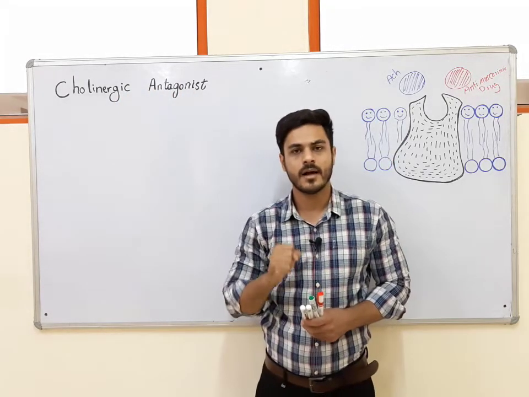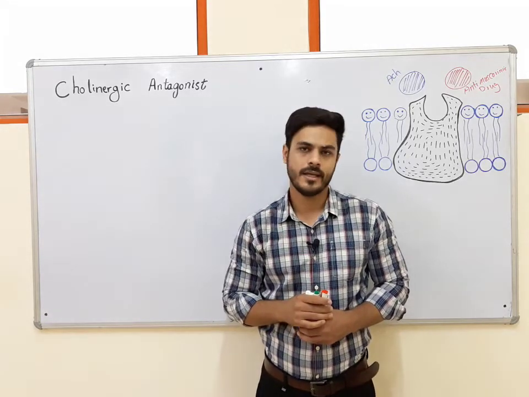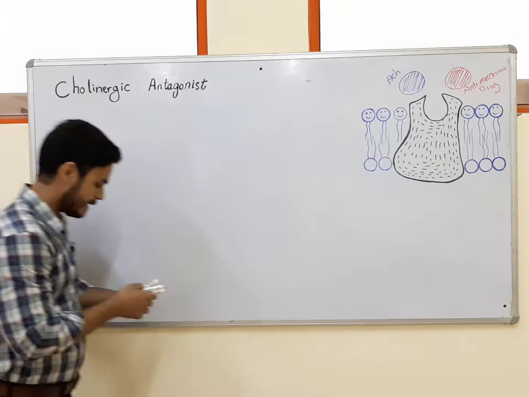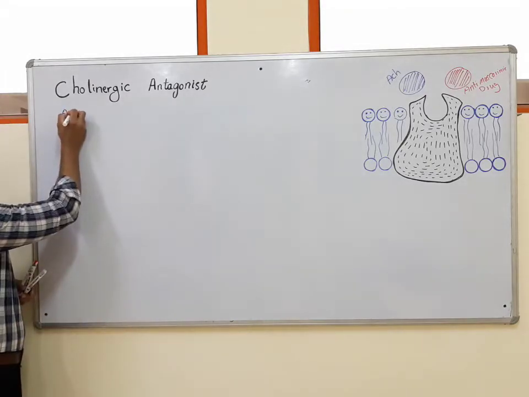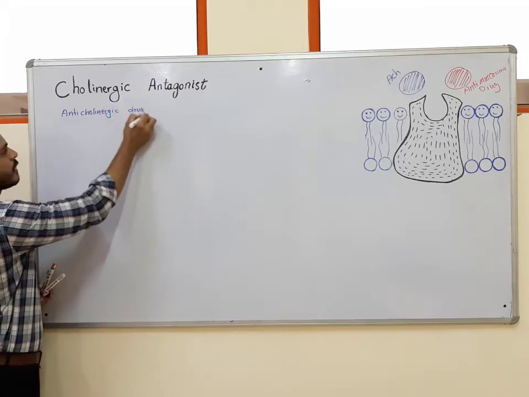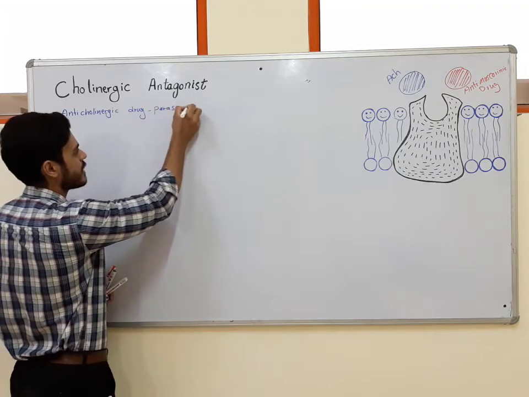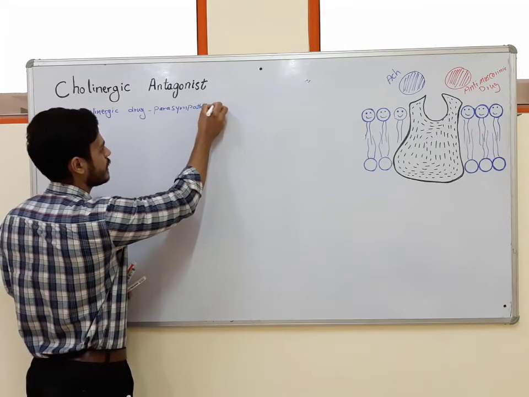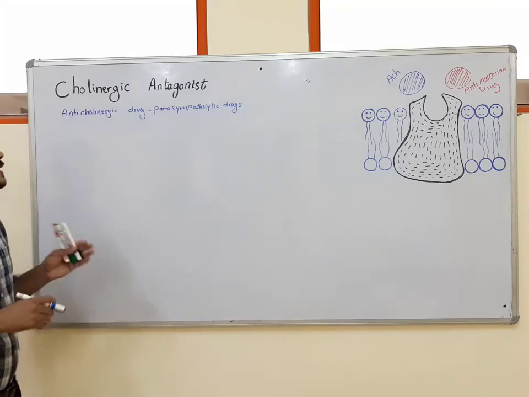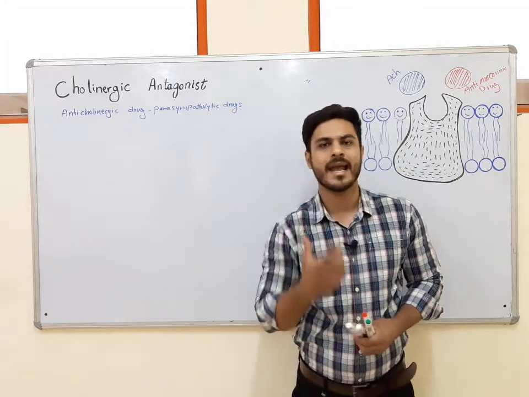Today we are going to talk about cholinergic antagonists. Cholinergic antagonists are chemicals or drugs which can decrease the effect of acetylcholine in the synapses. We know these cholinergic antagonists as anticholinergic drugs. Another name for cholinergic antagonist is parasympatholytic drugs. These cholinergic antagonists, anticholinergic or parasympatholytic drugs, all have one mechanism of action.